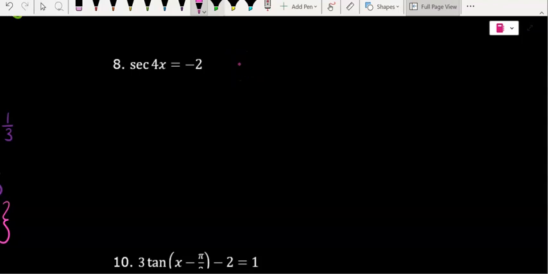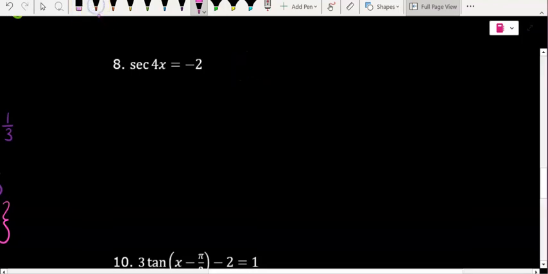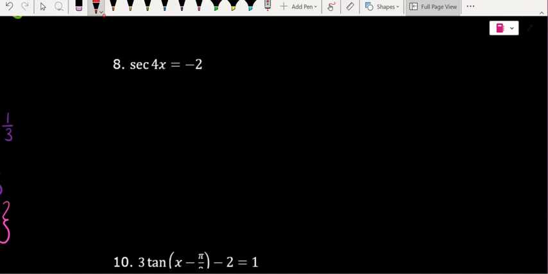All right, so let's go ahead and look at this problem right here. We've got secant 4x equals -2. So again, this is a multiple angle. It's already solved for my trig function, so really all I need to do now is to go ahead and do my inverse. So I'm going to set it up as 4x equals secant inverse of -2.